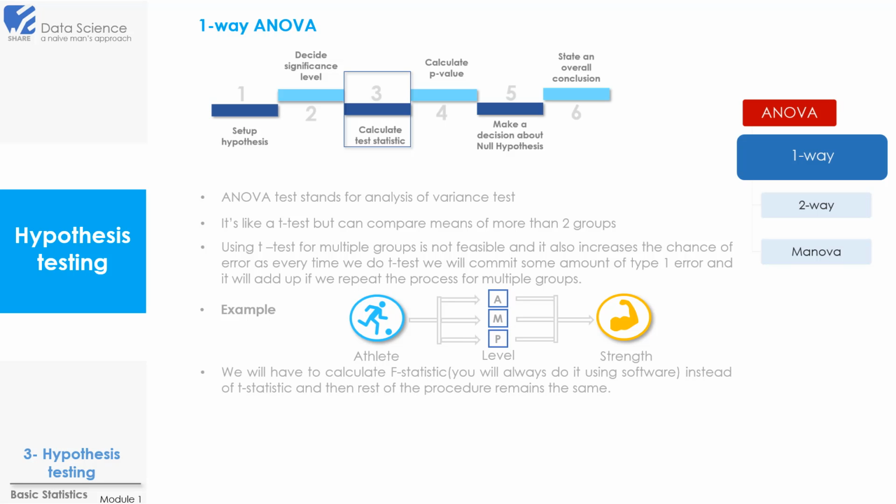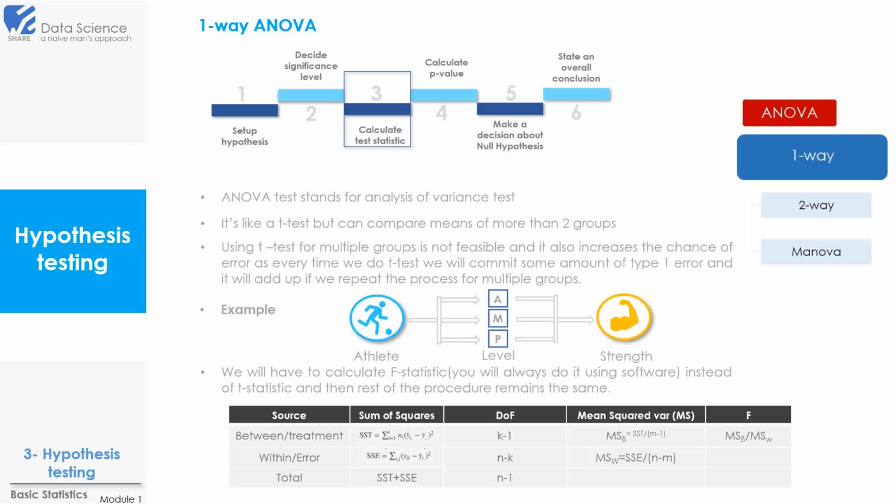In Anova test, we will have to calculate the F statistic instead of the T statistic, and we will always do it using the software. Then after calculating the F statistic, the rest of the steps remain the same as shown here on the top of the screen. Now here in the table, I have shown the steps that are required to calculate the F statistic. Obviously, you don't have to remember this because all of this will be done by the software. But just have a look at it and then we'll move on.